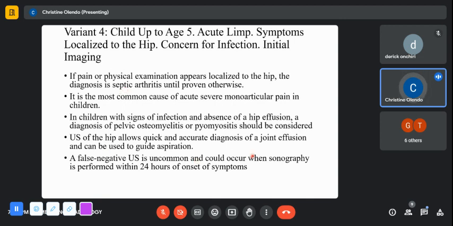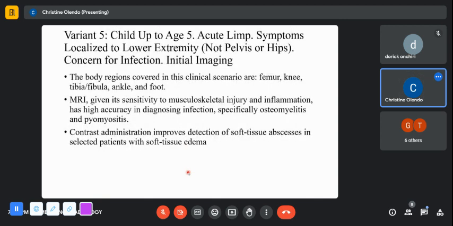Ultrasound of the hip is quick and gives an accurate diagnosis of joint effusion, and can also be used for guided aspiration. A false negative was uncommon, but when it occurs in the acute stages, within 24 hours, you can miss some of the subtle changes. But almost all the time, it was accurate for diagnosis.